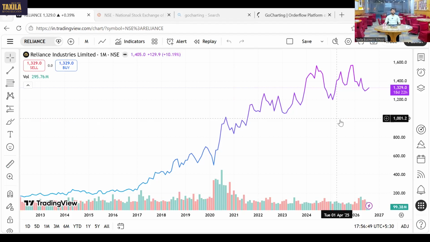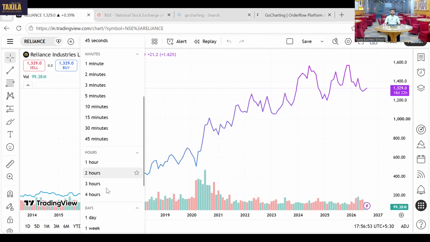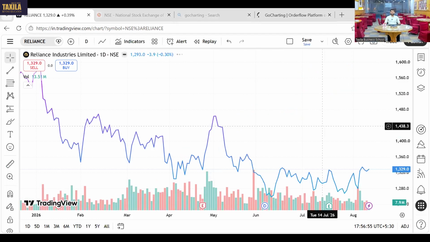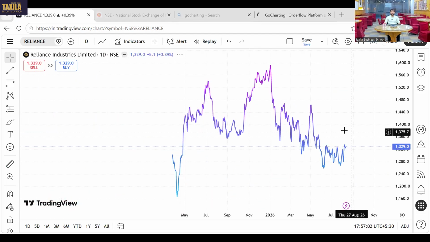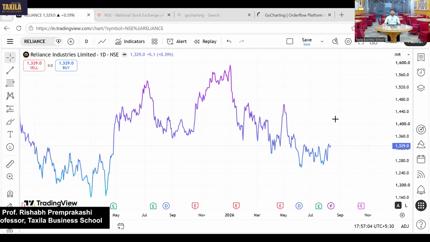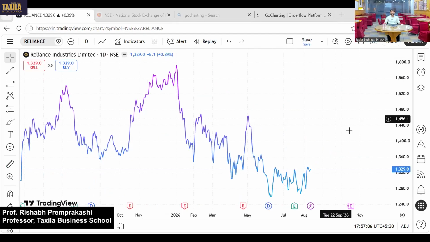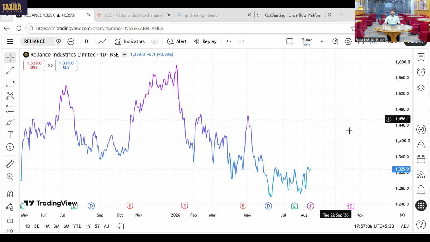So let me tell you about Reliance. Let me show you a daily chart of Reliance. Can you see the chart of Reliance? Write yes in the chat box. Are you able to see the price of Reliance? Okay, let's continue.